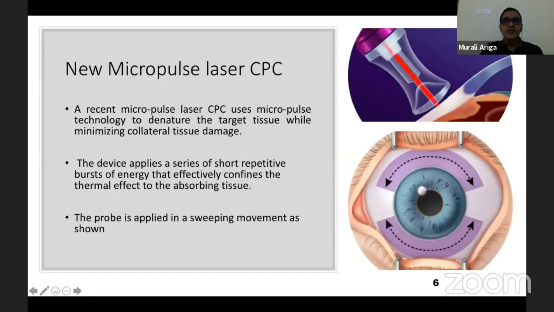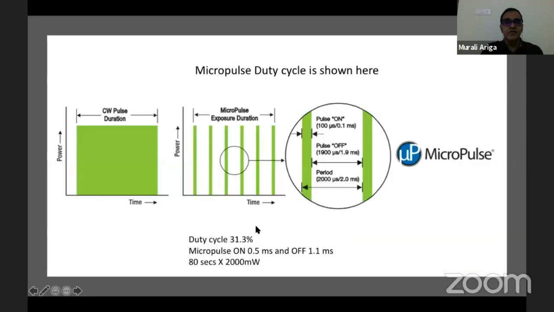The new micropulse actually has made life easier for all of us. This uses micropulse technology to denature tissue while minimizing collateral damage, and applies a series of short repetitive bursts of energy in a sweeping movement, unlike a spot movement. The probe shape and contour is different. The movement is a sweeping movement, unlike the single application of the spots.